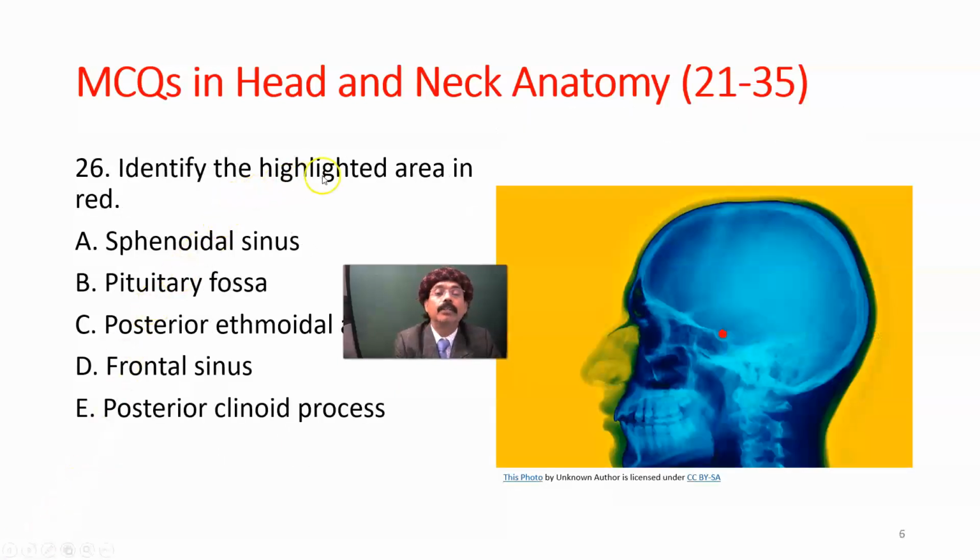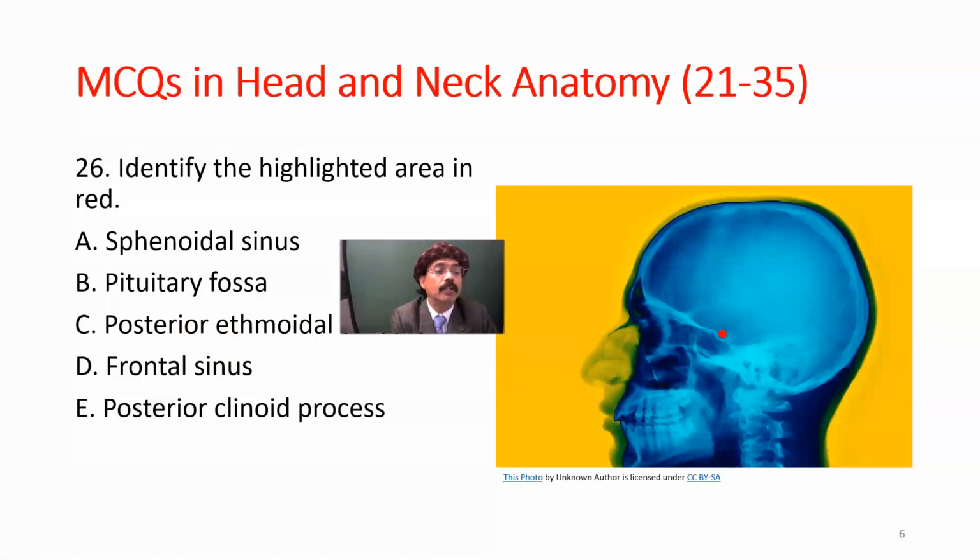Now identify the highlighted area in red. This is a fossa at the base of the skull, in the middle cranial fossa, the center of the middle cranial fossa. What is that? Sphenoidal sinus, that is this. Pituitary fossa, this is the red area for the pituitary gland, and this is the bony outline of the pituitary fossa.